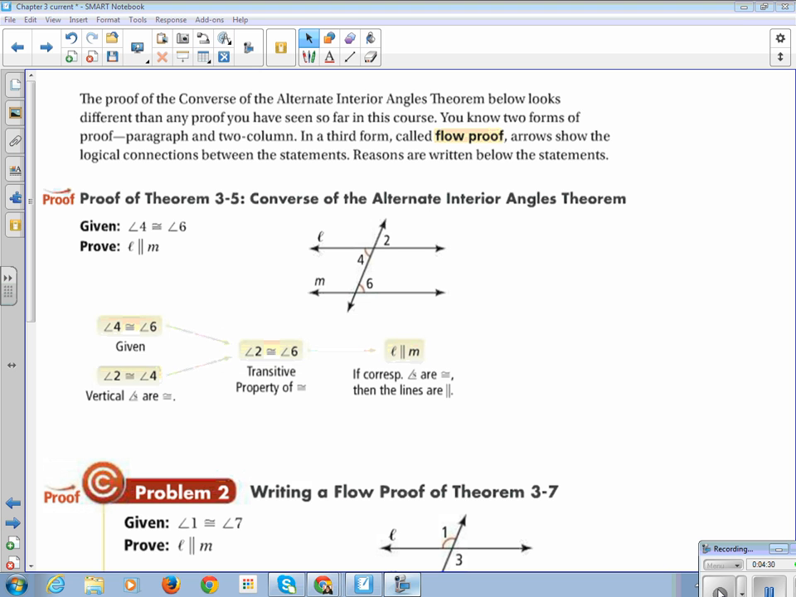All right, the proof of the converse of alternate interior angles theorem looks different than any other proof that you've seen so far, which is why I've included it in your notes. I do not expect you to be experts in proofs. This is the first time, probably in your entire math career, that you're experiencing proofs. And just like anything brand new, the best way to become an expert is to get the exposure. So anytime that we have a proof, I show it to you or I have you put it in your notes, because the more you see on proofs, the easier it's going to be for you to create your proofs.